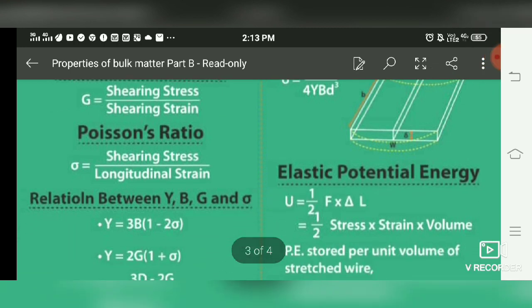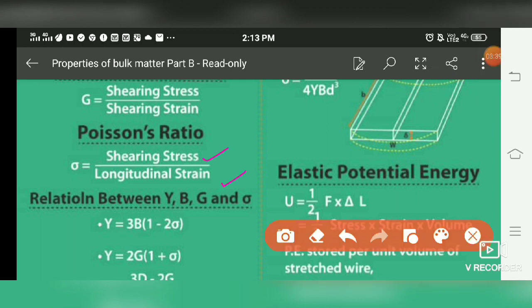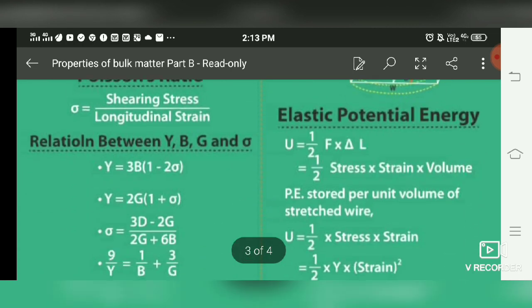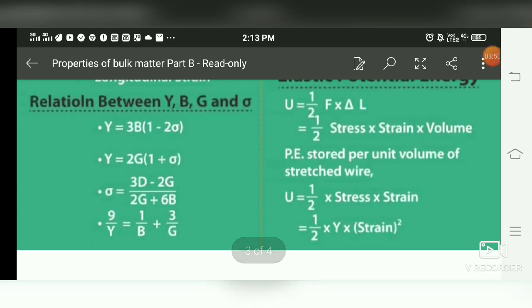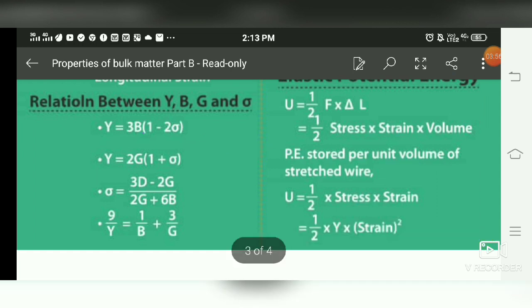Next we have the Poisson ratio. Poisson ratio formula is lateral strain upon longitudinal strain. Further we have relationships between the Young's modulus, bulk modulus, modulus of rigidity, and lastly the Poisson ratio. This is the Young's, bulk, and this is the Poisson's ratio. So these are the relations between the different quantities.